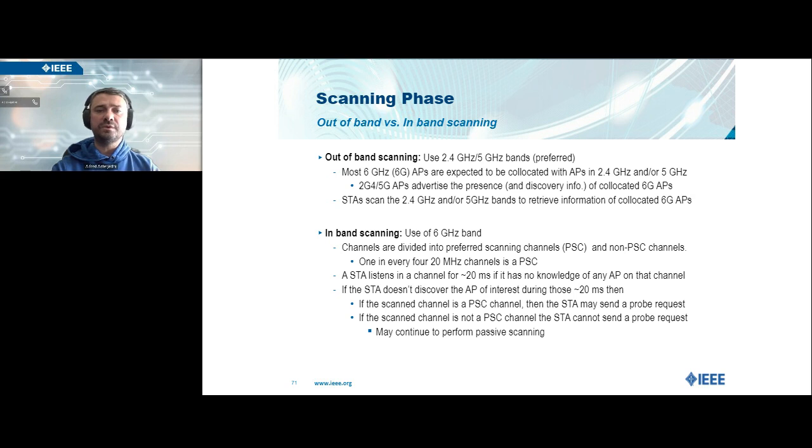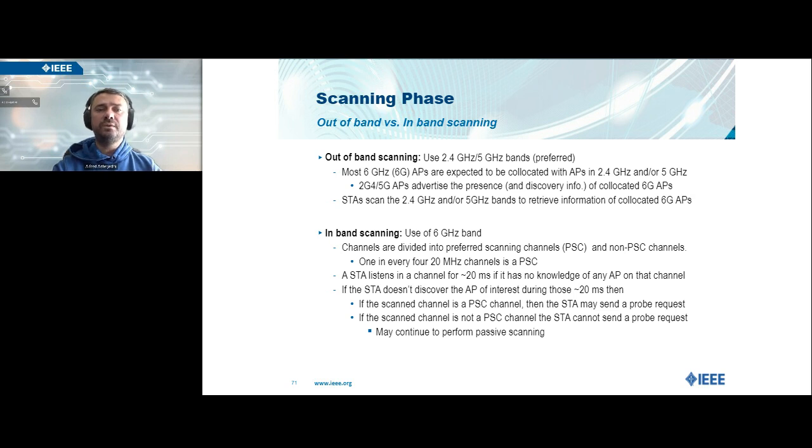adverse effect of active scanning in terms of channel pollution, the channels were divided into preferred scanning channels and non-preferred scanning channels. Essentially, 1 in every 4 20 megahertz channels is a preferred scanning channel, so that the station can scan the preferred scanning channels first to find the access point without polluting the non-preferred scanning channels. So if the station is in a channel, it is required to listen for about 20 milliseconds. So it's 20 TUs, where 1 TU is 1,024 microseconds. And the station does not have any prior knowledge of an access point on that channel.